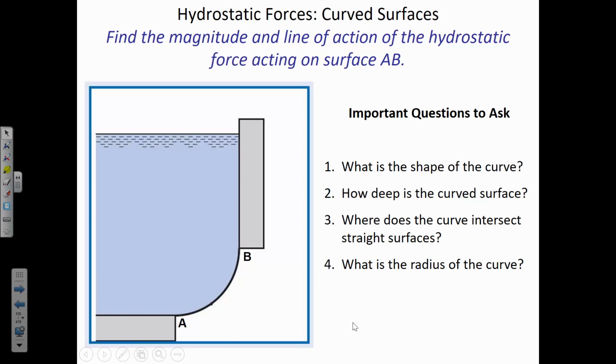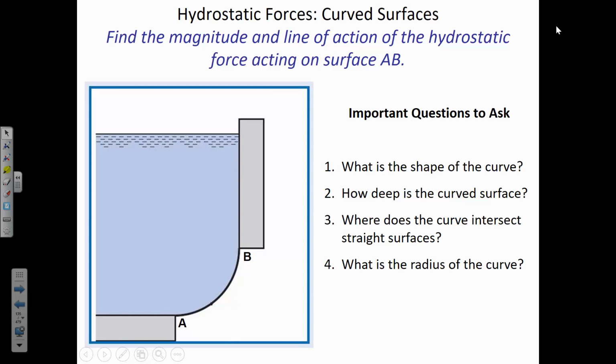So the types of problems we're going to solve, you'd be given a drawing like this, and then they'd say find the magnitude and line of action of the hydrostatic forces acting on the surface. And since this is just a cross-sectional view, this curved surface would go into the page, and so it would kind of look like a sheet of metal maybe that somehow got bent into, just by inspection, what looks like a quarter circle.